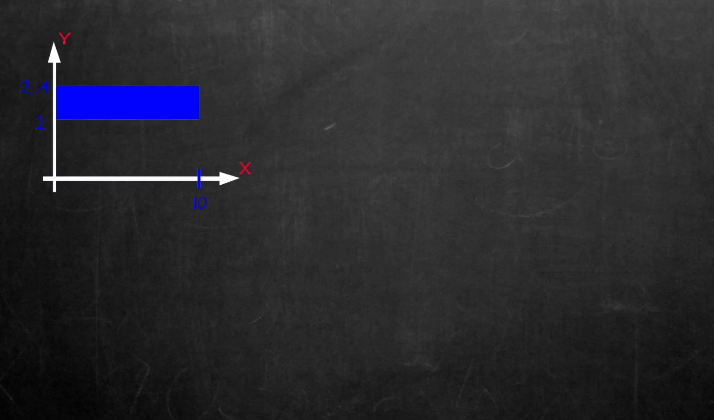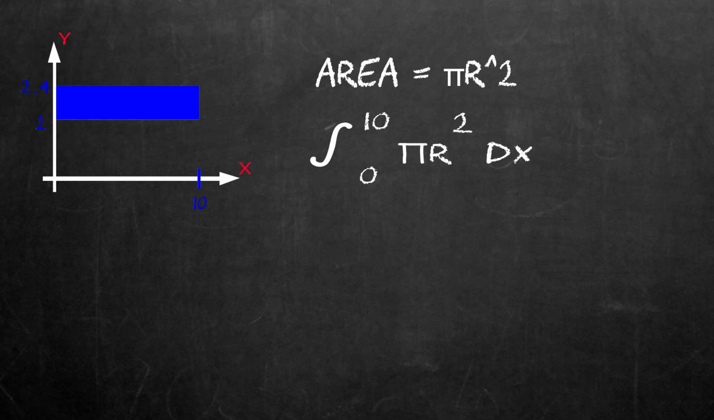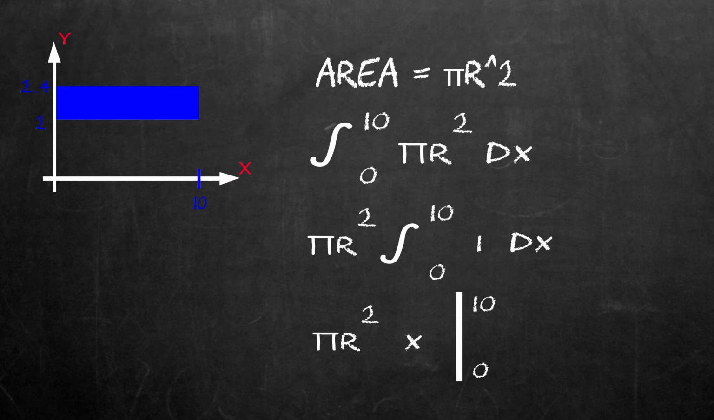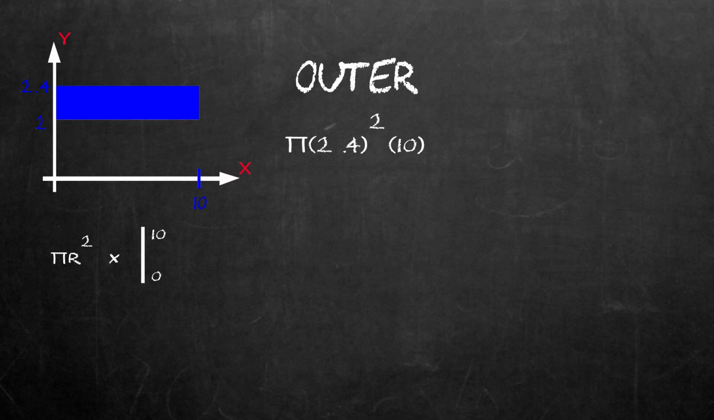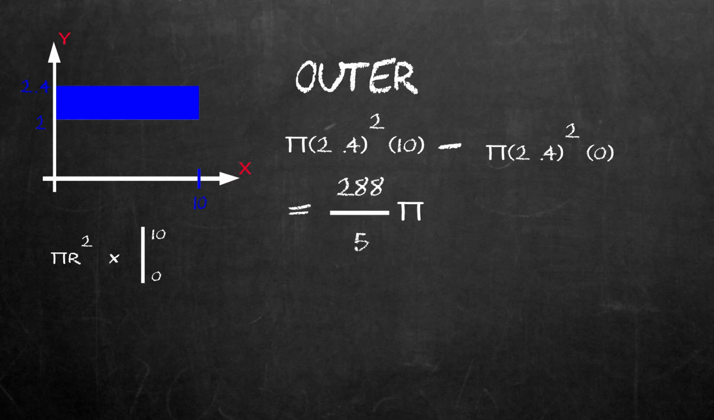So, to solve the problem of this question, first, the area equals pi r squared, and the first step is integral limit 10 to 0 of pi r squared times dx. Pi r squared times integral limit 10 to 0 of 1 times dx, and then pi r squared times x. Then the second step is we need to find the outer. For the outer, we still use the same formula, which is pi r squared. Then we put all the information into the formula. So it becomes pi times 2.4 squared times 10 minus pi times 2.4 squared times 0. And the answer is 288 over 5 pi.